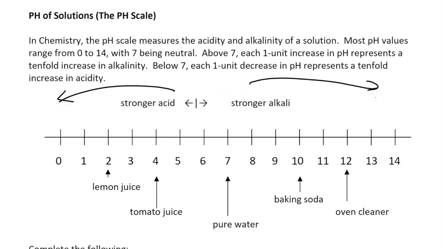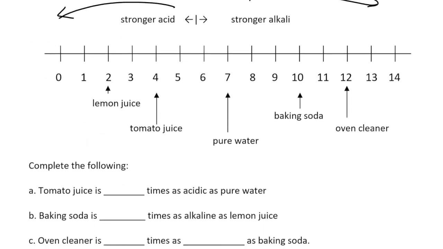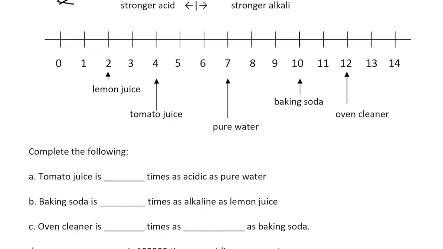And at 7, we have our neutral pure water measurement right here. And so based off of this, again, there's really no tricks to it. For every 1 unit increase, it would represent something that would be 10 times as acidic or 10 times as alkaline, depending on which way you're moving through the scale. So if we take a look at our examples here, we can say something like this.